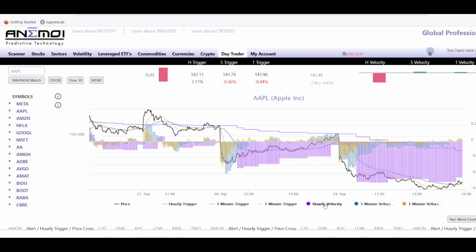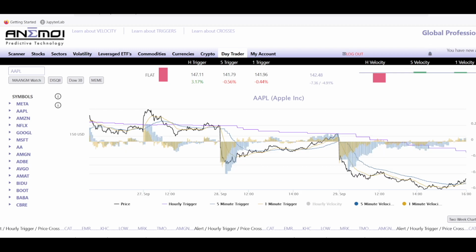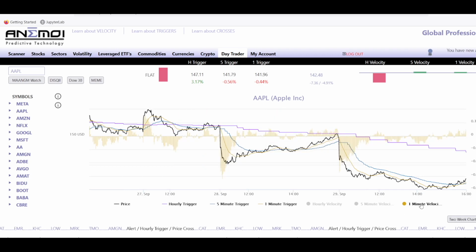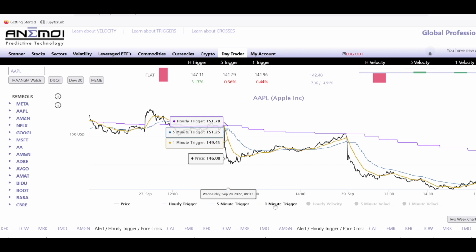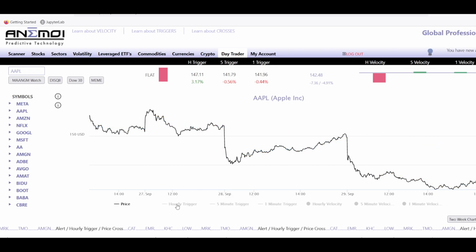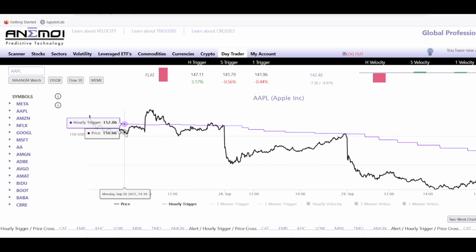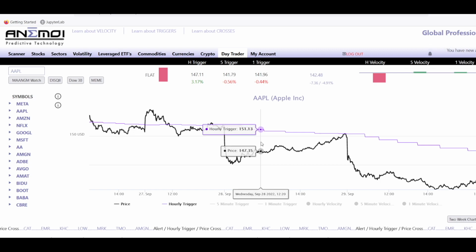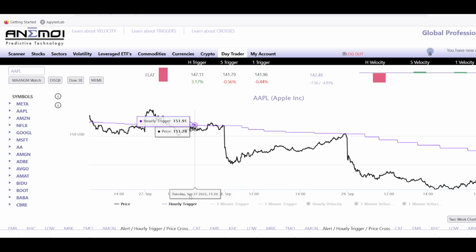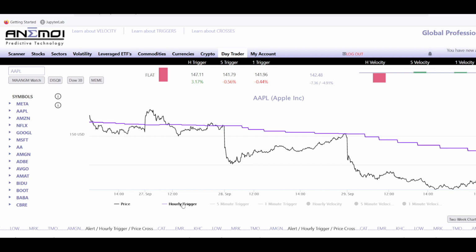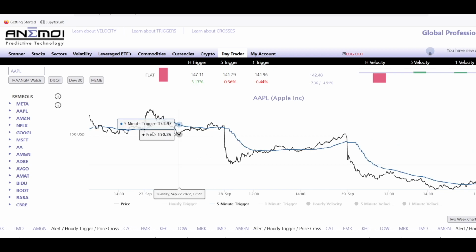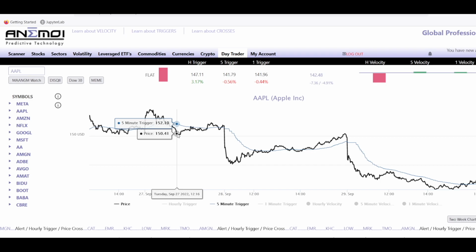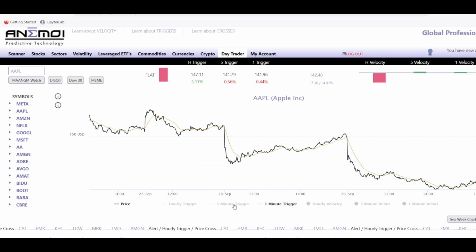So this is the day trader chart. I'm just going to close these tabs so that things run faster. There are basically 6 things to look out for in a Nimoy. So we have the hourly trigger, which is the purple line, and this tells us like in between micro and macro trend. And then we have the 5-minute trigger, which is still pretty important, but not as important as the hourly trigger. And we have the 1-minute trigger.